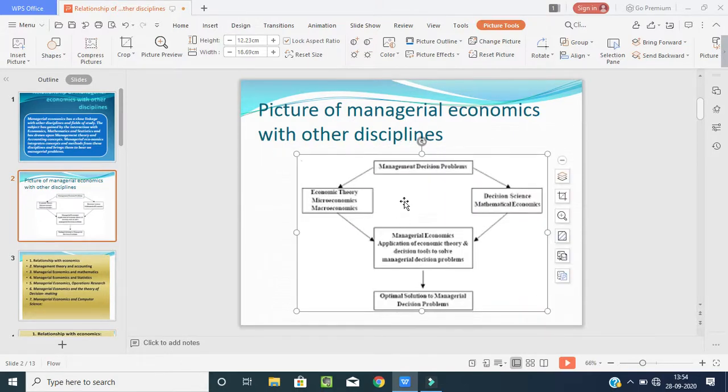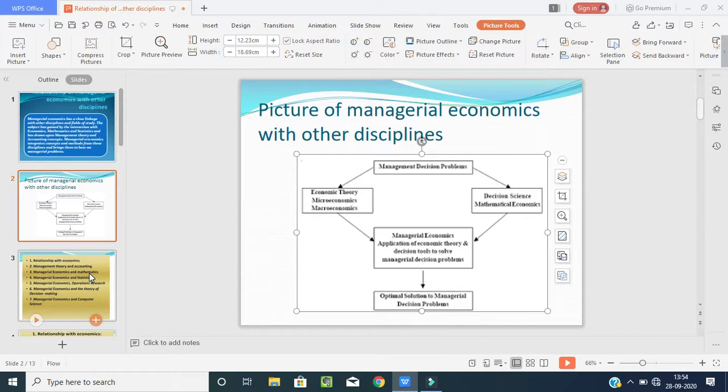See, this is the managerial decision problem. This is managerial economics. It deals with economic theory. Economic theory consists of microeconomics and macroeconomics. Managerial economics also deals with decision making, like mathematical economics and management decision problems and optimal solutions. Not only that, managerial economics is the application of economic theory and decision tools to solve managerial decision problems. So what are the things there? We will learn one by one the disciplines of managerial economics.